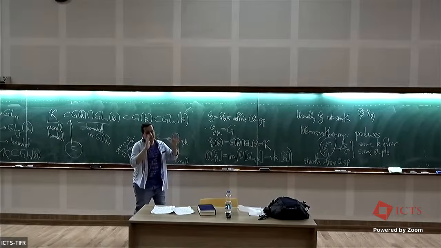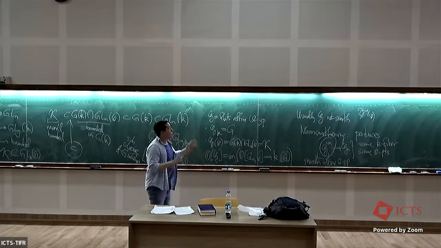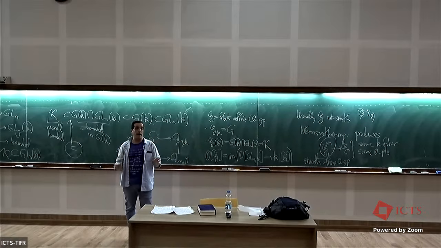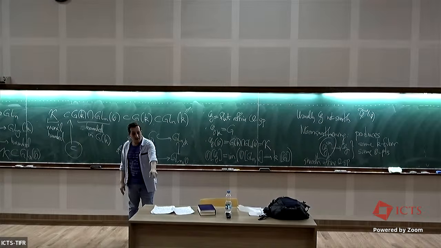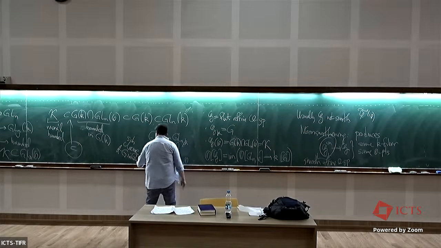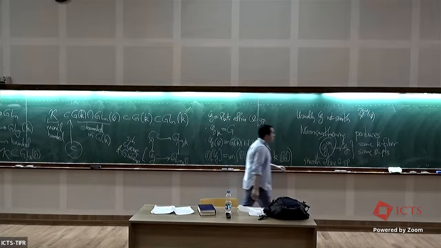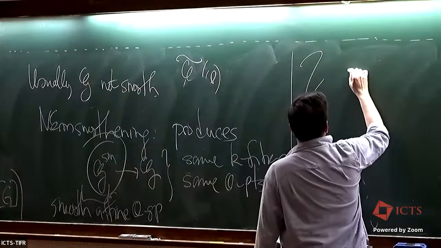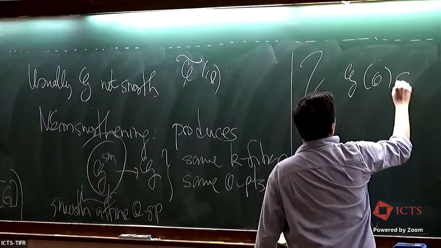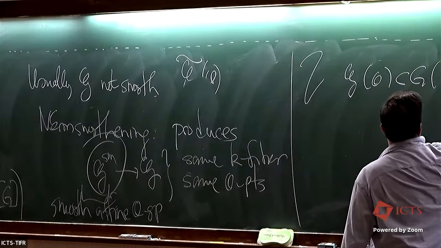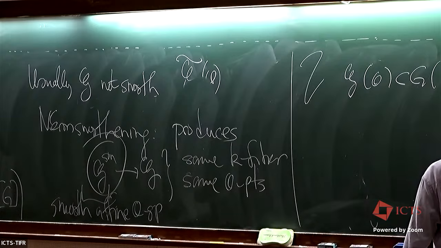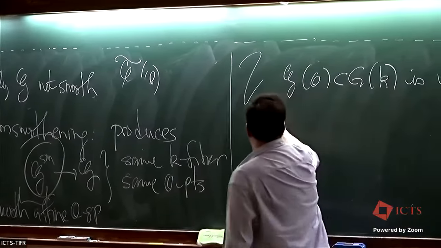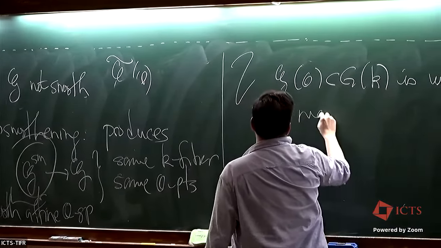Oh, sorry. Yeah, you're right. Your question was, are these things always maximal? Great question. I was going to get to that later in my notes, but since you brought it up, let me answer it now. The answer is no. That's a very important point. G of O inside G of K is always bounded, but it's usually not maximal.